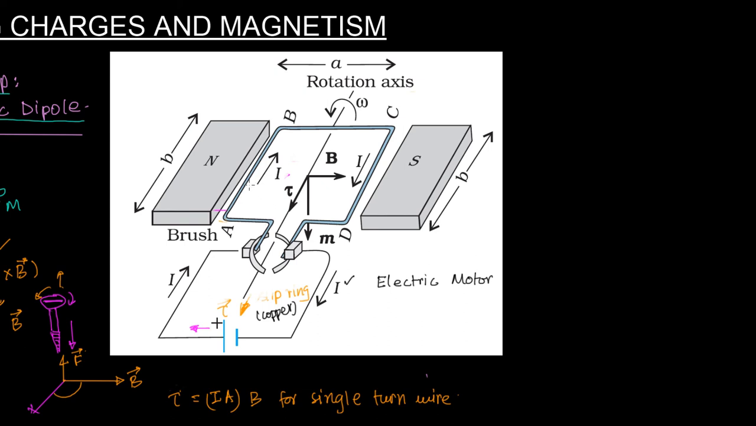Now what happens? This has started on its journey downward. This has started on its journey upward. And looking from this side, you see the whole thing rotating counterclockwise. Fine? Now what happens is a time comes when the coil becomes exactly vertical. So this whole thing goes down and this comes up. So it starts looking something like this.